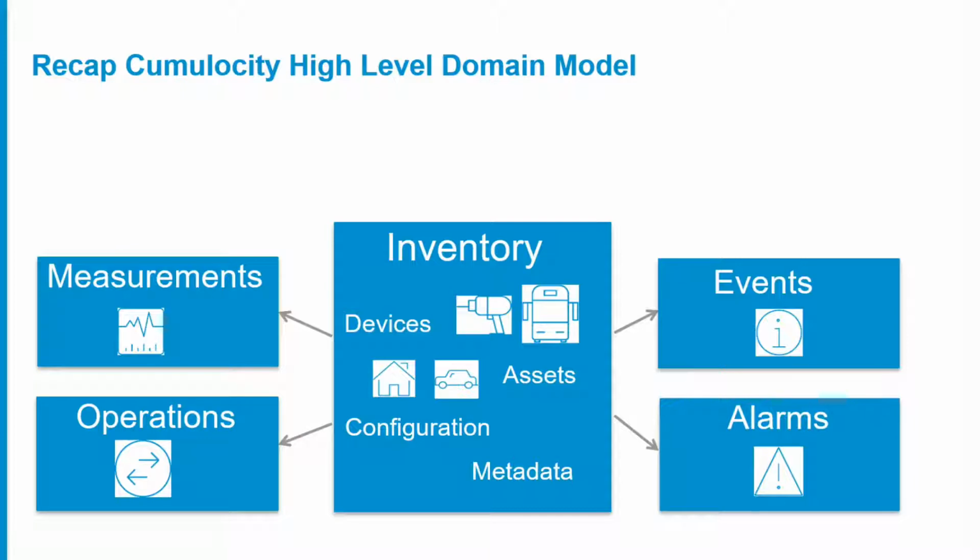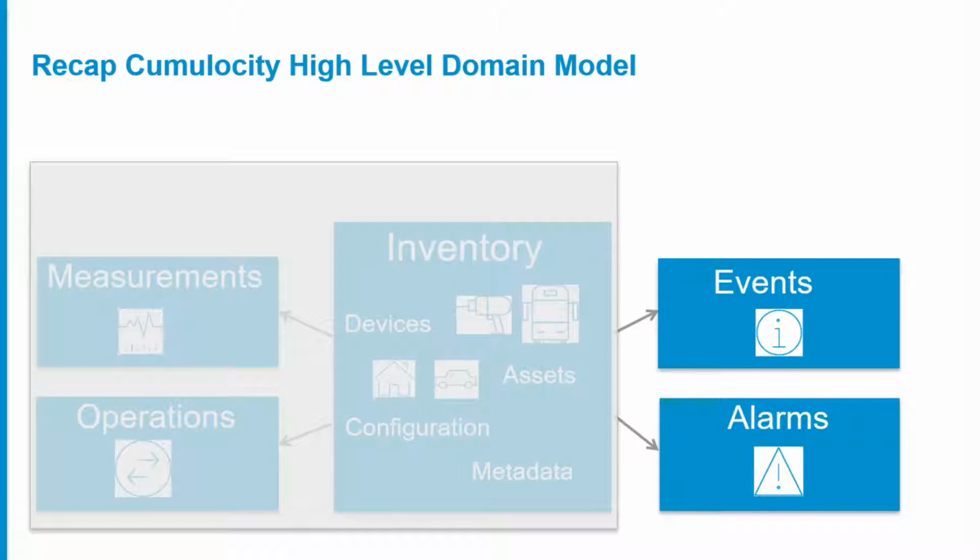The measurements on the left-hand side contain numerical data produced by the sensors. The operations relate to data that is sent from the Cumulocity IoT platform to the devices for execution or processing, such as switching a relay in a power meter or sending a credit to a vending machine. So this is not the topic for this section.